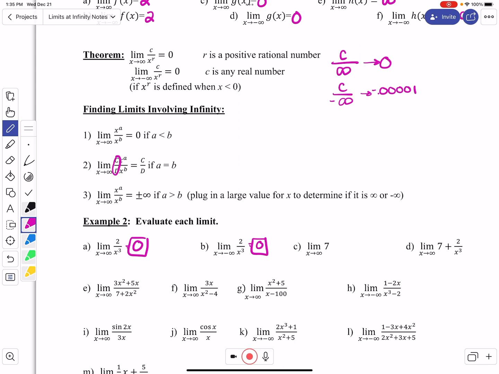Now, if you have just a number, you can't really plug in infinity for 7, your limit is going to approach 7. So if you ever have just a number, it's going to approach that number.